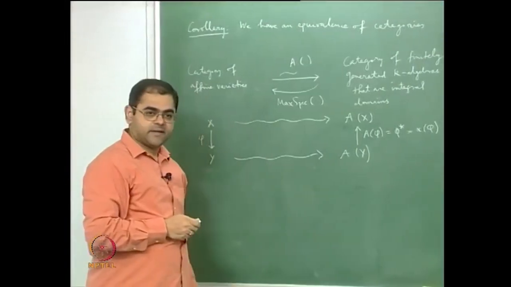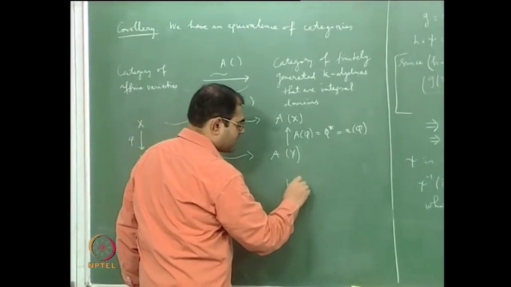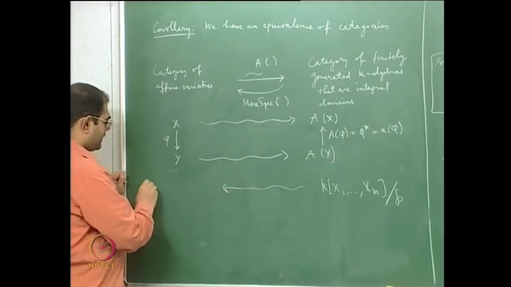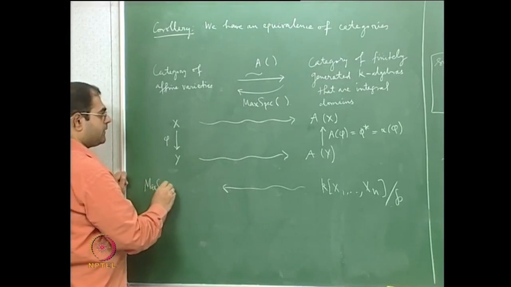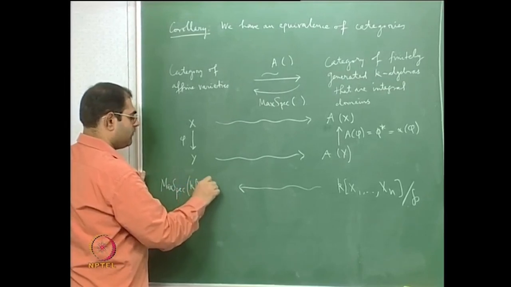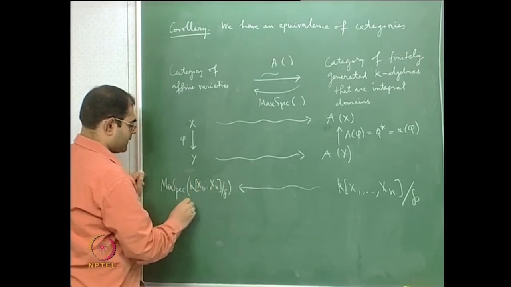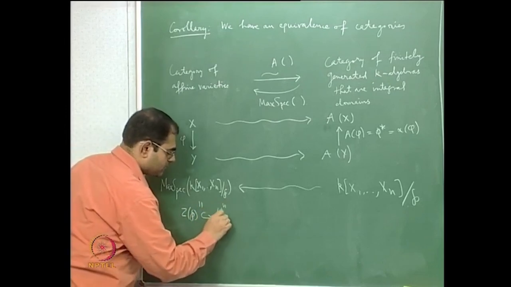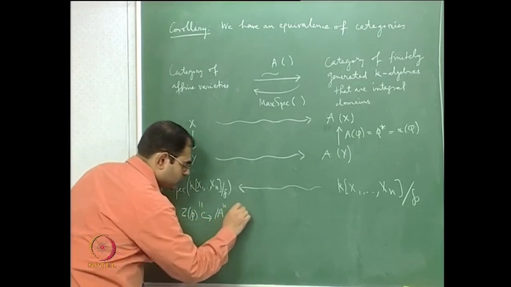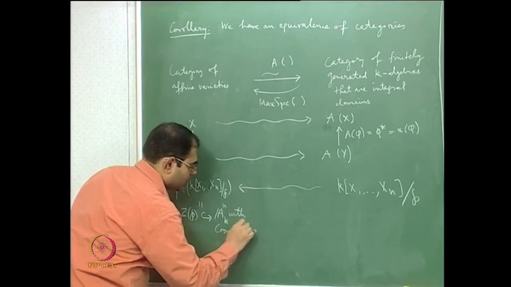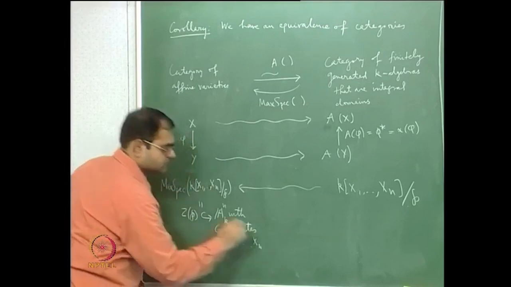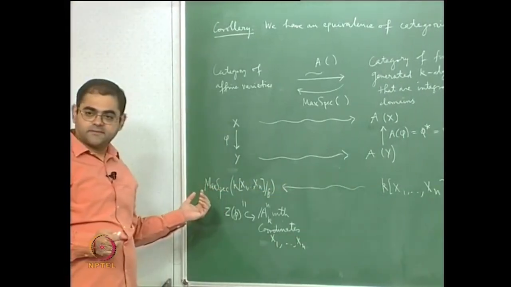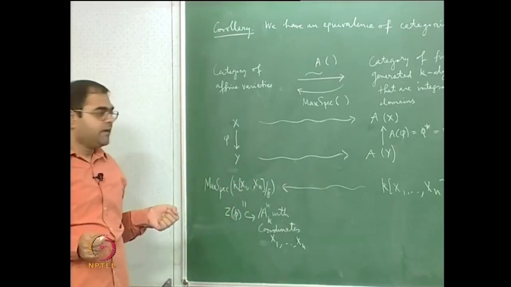Namely, if you start with a finitely generated K algebra, which is K[x1, ..., xn] modulo some prime ideal, then what you can do is take Max Spec of that, and this can be identified via the Nullstellensatz to the zero set of P as an affine variety in An, with coordinates these xi's. And so if you go like this, you get a functor in this direction, and this functor is also contravariant.